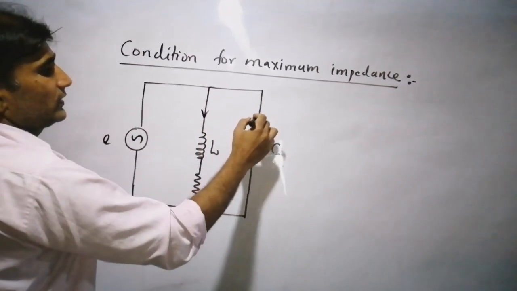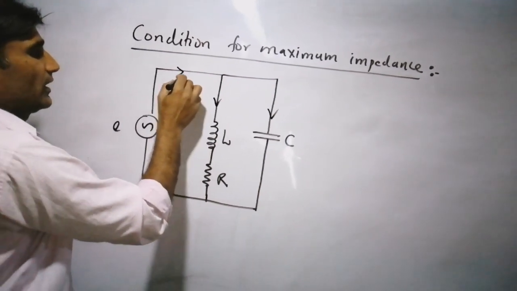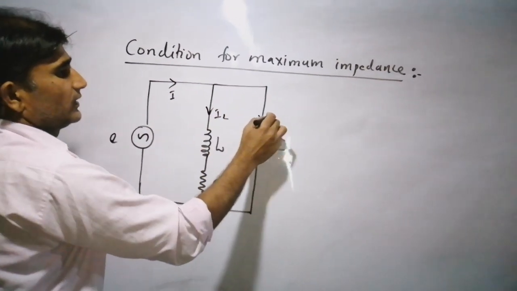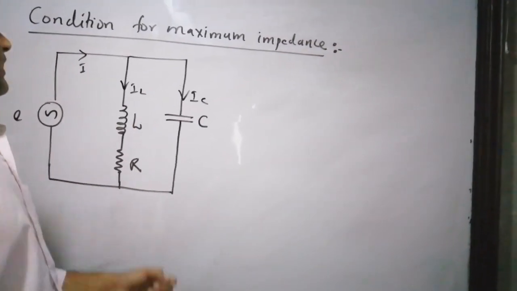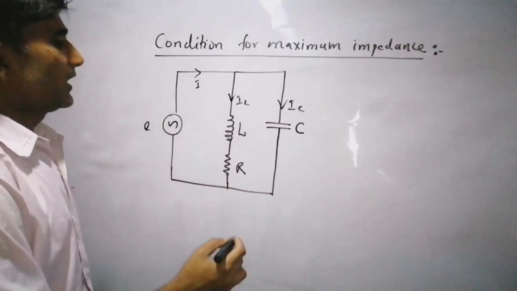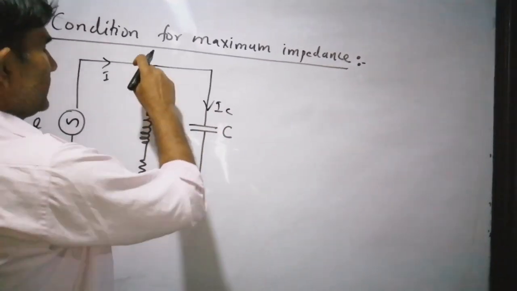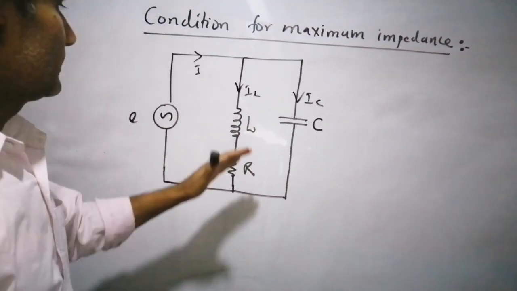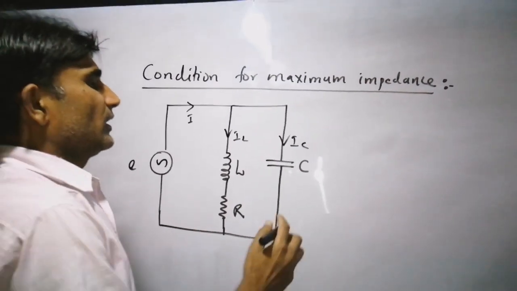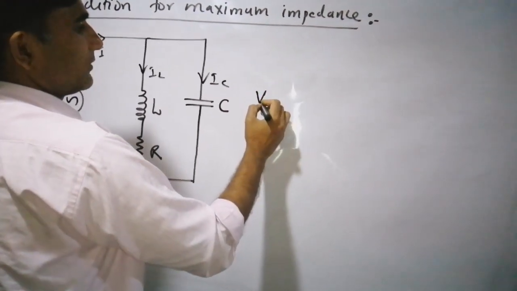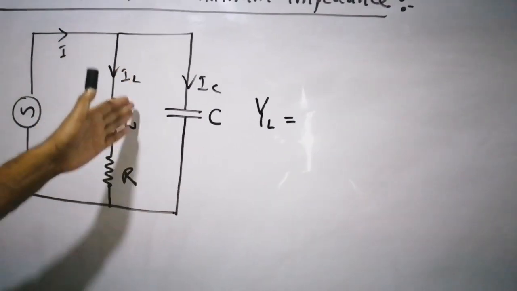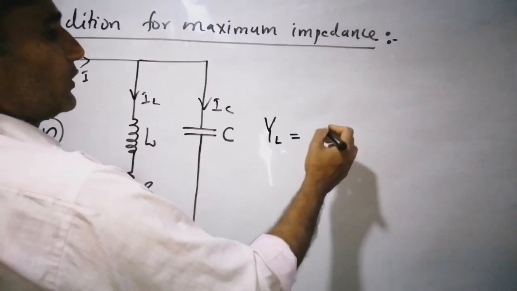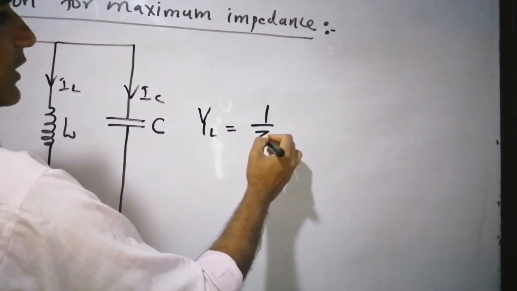Some current may flow here, some here; suppose this is IL and this is IC. Right now we don't need these values, but still okay. Now let's see what will be the admittance of this whole circuit. First, the admittance of the inductive branch. These two are in series, and you know that admittance is the reciprocal of impedance.